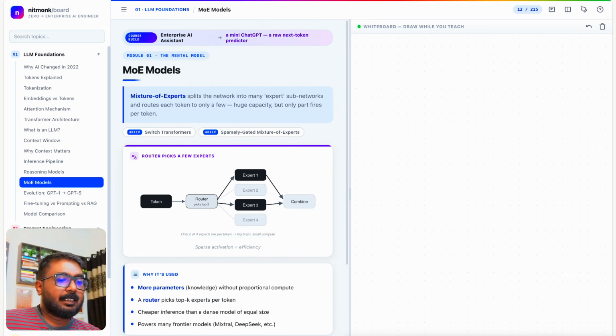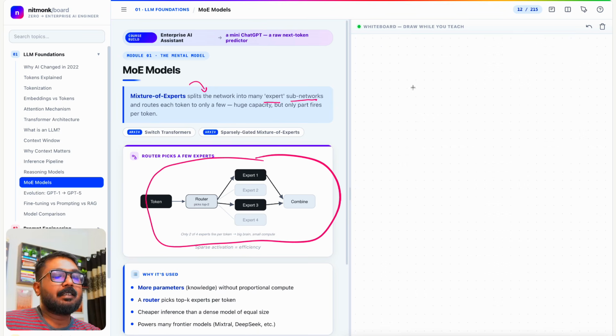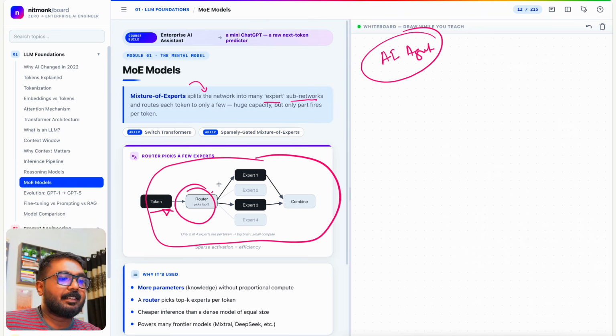If you try to see over here, it basically splits the network into many experts or sub-networks. This pattern we'll see when we build AI agents. When we build AI agents, we'll see these patterns. So the tokens will come, the router will be there, then there will be expert 2, 3, 4, and they combine and give the answer. It's like dynamic programming, when you break the bigger problem into smaller chunks and keep solving each small chunk with the expert of its kind, right? So that is the mixture of experts, if someone asks you, with huge capacity but only parts firing per token.